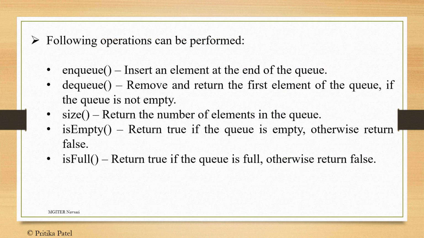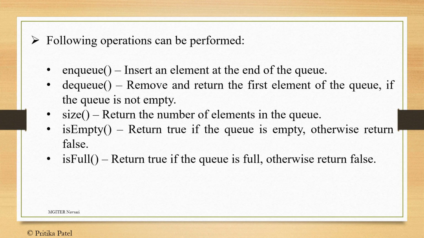First one is NQ operation. It is just like an insertion operation. NQ operation is used to insert an element at the end of the queue, because in a queue we can insert an element from the rear. Then next is DQ operation. It is just like a delete operation. It is used to remove and return the first element of the queue if the queue is not empty.